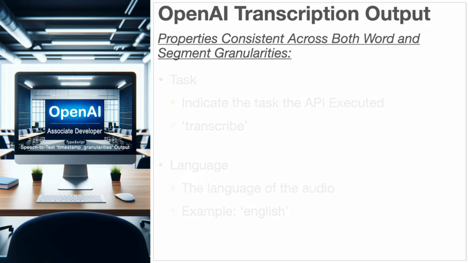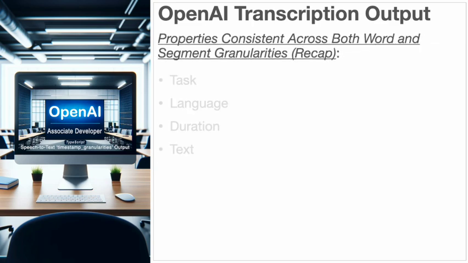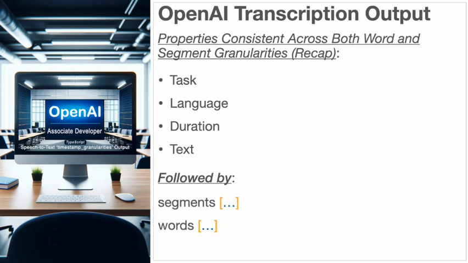Duration. This number represents the length of time the input audio plays in seconds and fractions of a second. For example, 4.5 means 4 seconds and 500 milliseconds. Text. This is the transcribed text of the entire audio file. These common properties will always appear in the output and will be followed by an array of either segment or word timestamp objects. And again, if you set the timestamp granularity to both segment and word, you'll see an array of segment timestamp objects followed by an array of word timestamp objects.